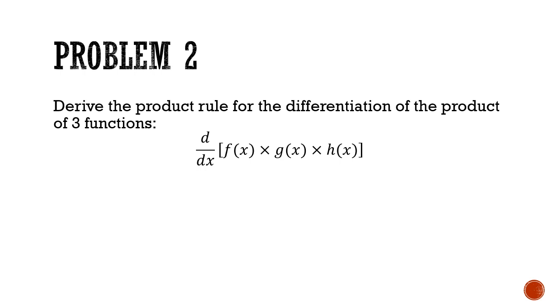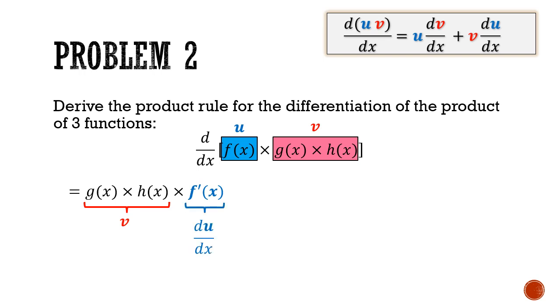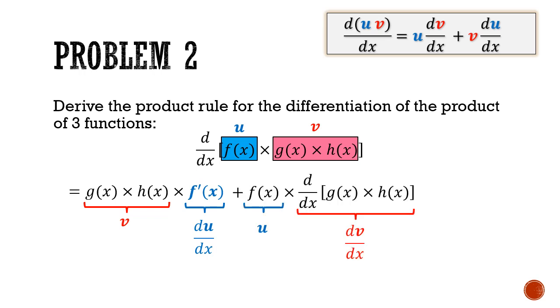So, using the product rule, we can treat f as the first function u and g times h as the second function v. Now, we'll get v times du/dx. So I'll write du/dx as f'(x), plus u times dv/dx. Now the dv/dx is not done yet. We have to differentiate the product of g and h.